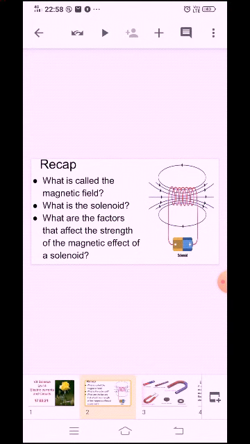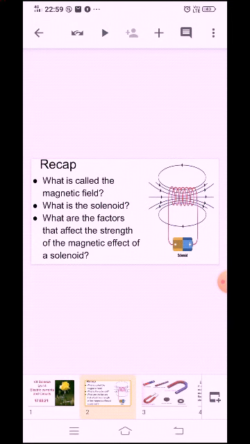What is the solenoid? A solenoid is a long cylindrical coil of wire that acts like a magnet when current is flowing through it. What are the factors that affect the strength of the magnetic effect of a solenoid? First one, the current flowing through the solenoid. Second, the number of turns of the coil of the solenoid. Third one, the material that the wire is made of.